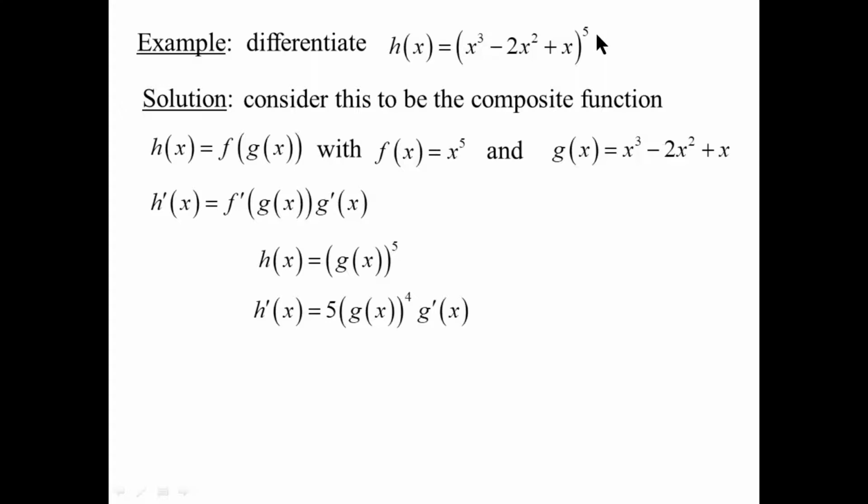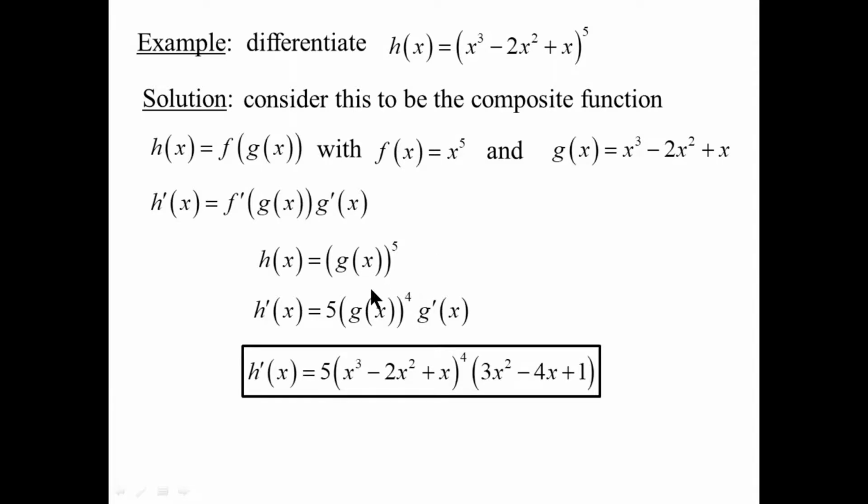5 times the function to the 4 times the derivative of the function. Now I've laid it out here like this because I wanted you to see that h of x is actually g of x to the 5. So we'll go 5 times that function to the 4 times the derivative of the function. This is fairly easy to do because we just replaced g of x with what it is. And g prime of x is easy to get because it's 3x squared minus 4x plus 1. The chain rule and the power of the function rule are instances of each other.